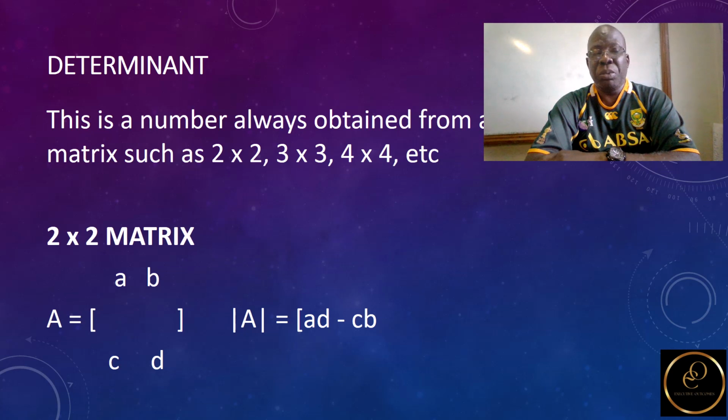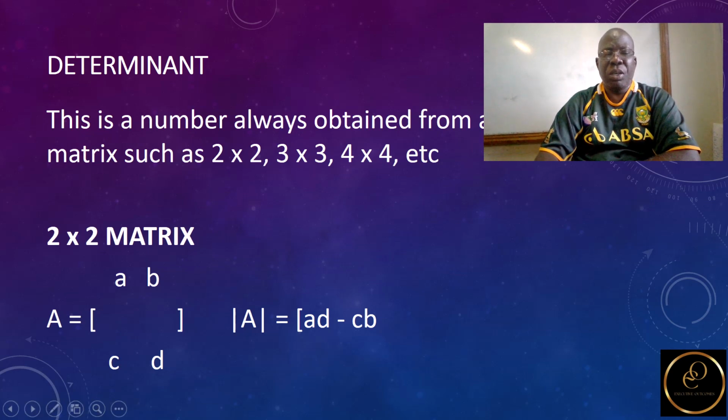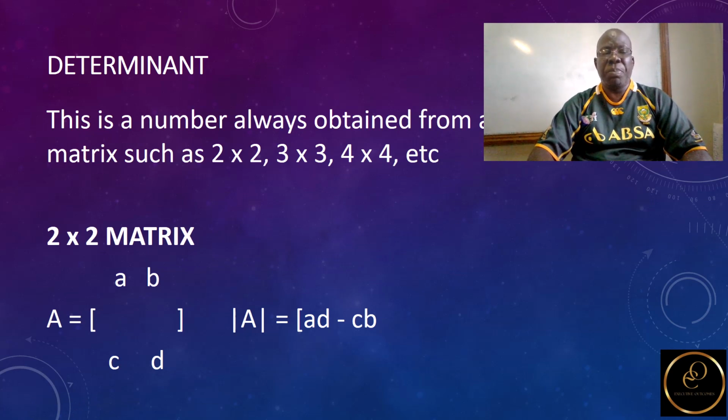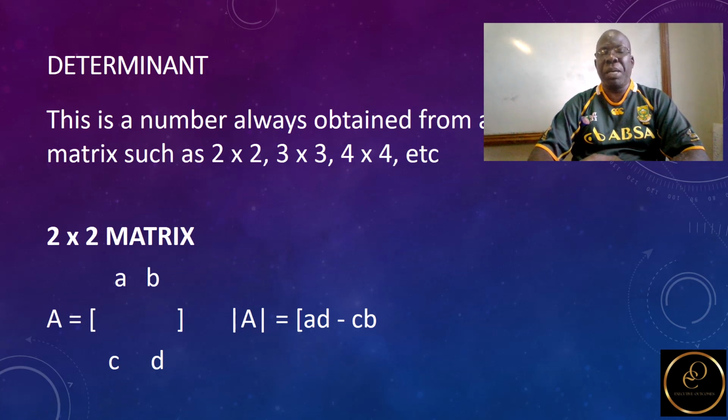Let's look at a 2 by 2 matrix where you have matrix A given with elements A, B, C, and D. A determinant is characterized by two parallel lines on both sides of the symbol for a matrix, in this case A. When you have a parallel line before A and a parallel line after A, that is indicative of a determinant of a matrix.